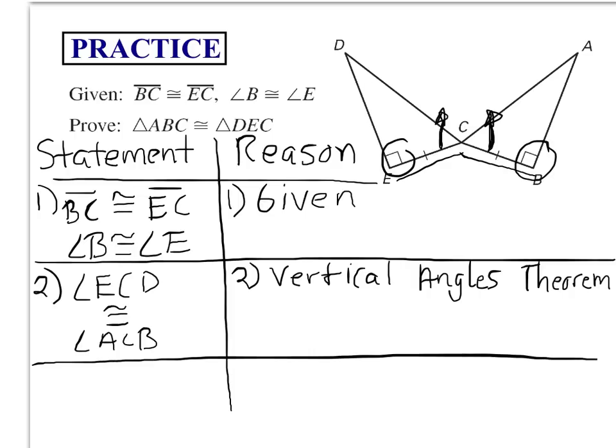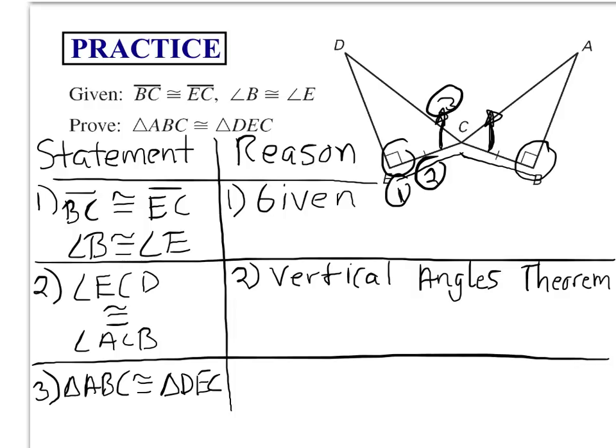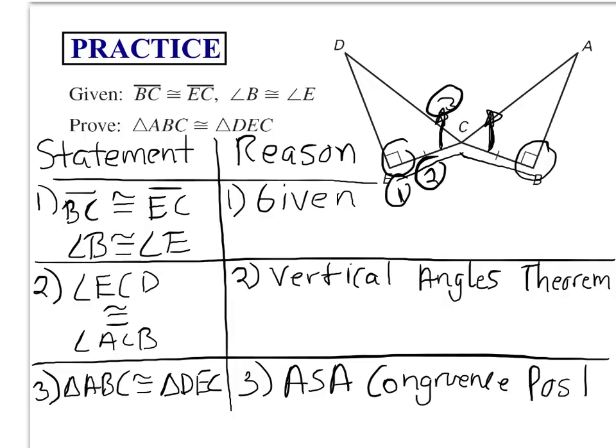So now we have an angle, a side, and another angle. We have angle, side, angle now, and that's enough to prove that these two are congruent. So we have triangle ABC is congruent to triangle DEC because of the angle-side-angle congruence postulate. Okay, good.